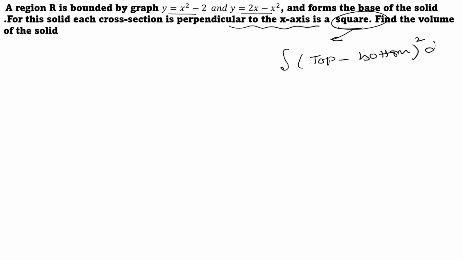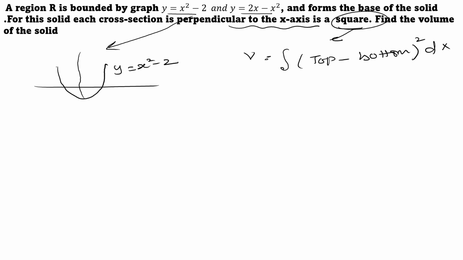And here we will write the dx. This is the equation for the volume. So in our case, just assume that y equals x square minus 2 would be a kind of this graph, and minus x square plus 2x. If I write it in a proper way of the quadratic equation, it will be a kind of this graph.